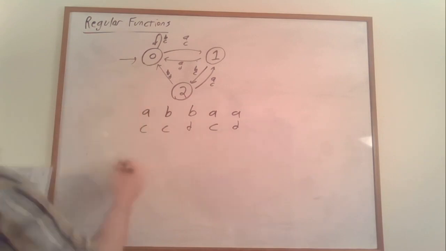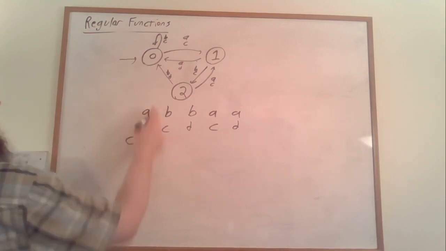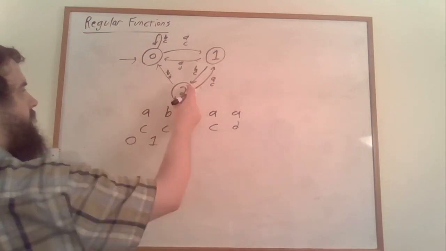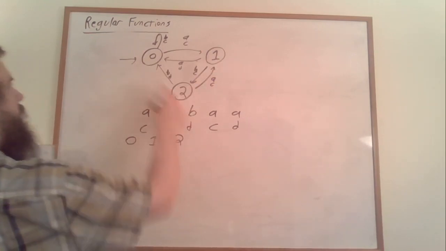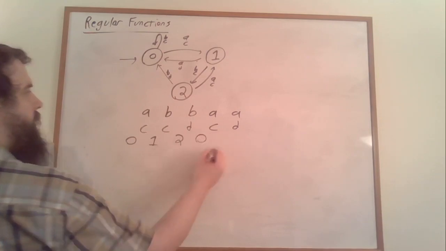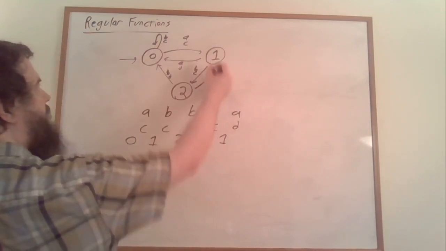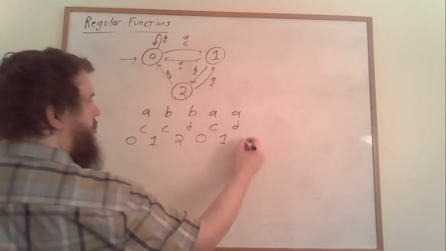This automaton starts out in state 0. And then suppose we read an AC, so we'll go to state 1, and then we read a BC, we go to state 2, we read a BD, go to state 0, read an AC, go to state 1, read an AD, we go to state 0.